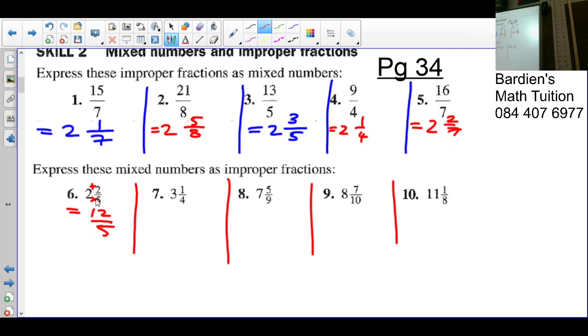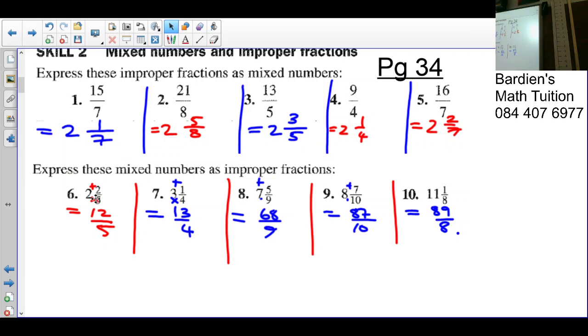Okay, so let's look at number 7. So you say 4 multiplied by 3 plus 1. So 4 times 3 is 12 plus 1 is 13 over 4. You all agree with that? Yes, sir. Let's look at the next one. 9 times 7 is 63 plus 5 is 68 over 9. Let's look at the next one. 8 times 10 is 80 plus 7 is 87 over 10. Next. 88 plus 1 is 89 over 8. Any confusion here? No.